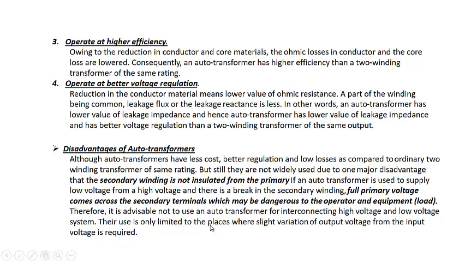Their use is only limited to the places where slight variation of output voltage from the input voltage is required. That is one more reason why we use it with a variation close to unity. For example, if we change 220 to, let us say, 210, even if in the secondary we have a break, only 220 volts will appear across the secondary, which is close to the 210 designed for this. So for very high voltage to low voltage, that means K having a very small value, less than 0.5, let us say 0.2, 0.1, it is usually avoided.